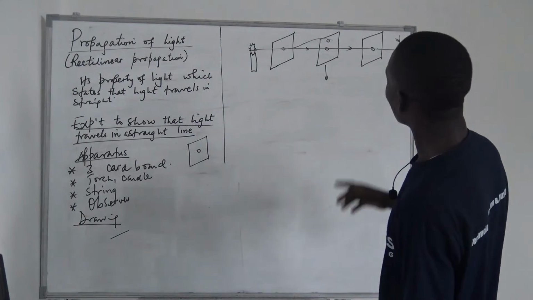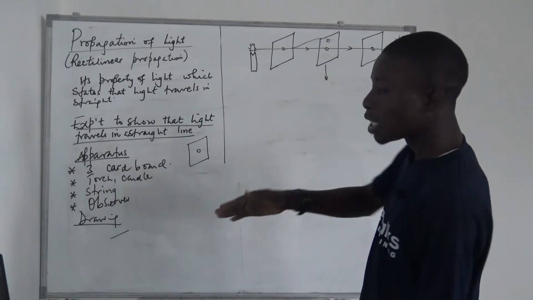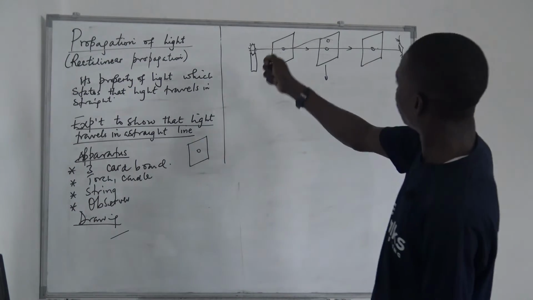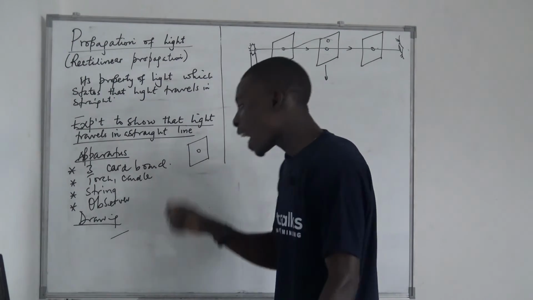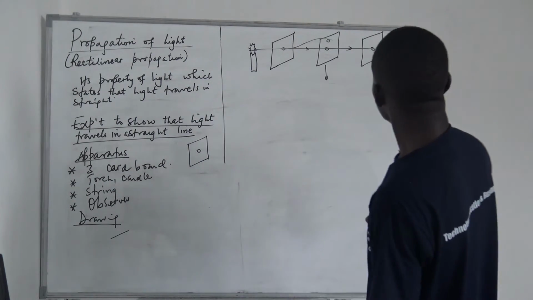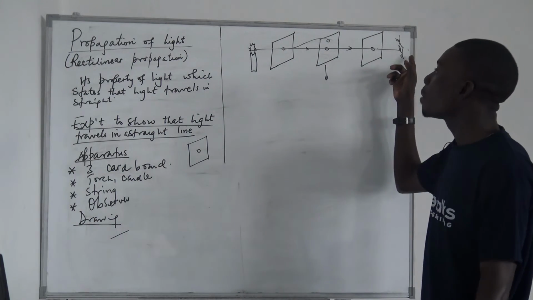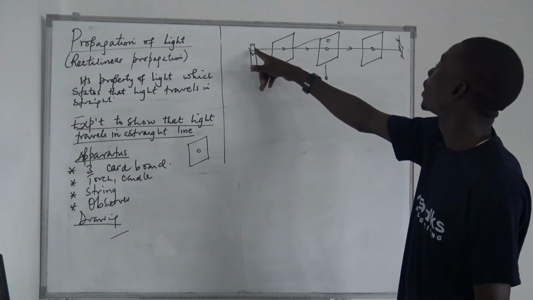Is that okay? We said, what is the procedure? Arrange these 3 cardboards in line. Is that okay? After arranging them in line, using a string, put a source of light. That could be a candle, or it could even be a torch. And then, after arranging it in the same straight line, come and make an observation from this side. You will see this light source on this other side.